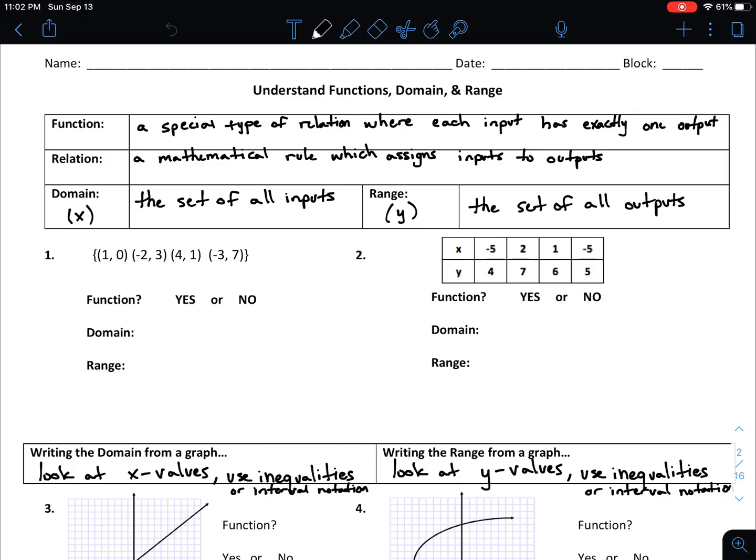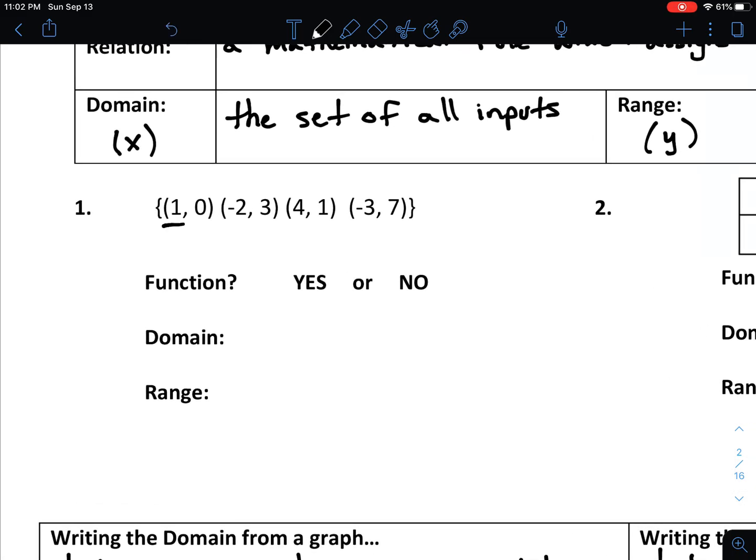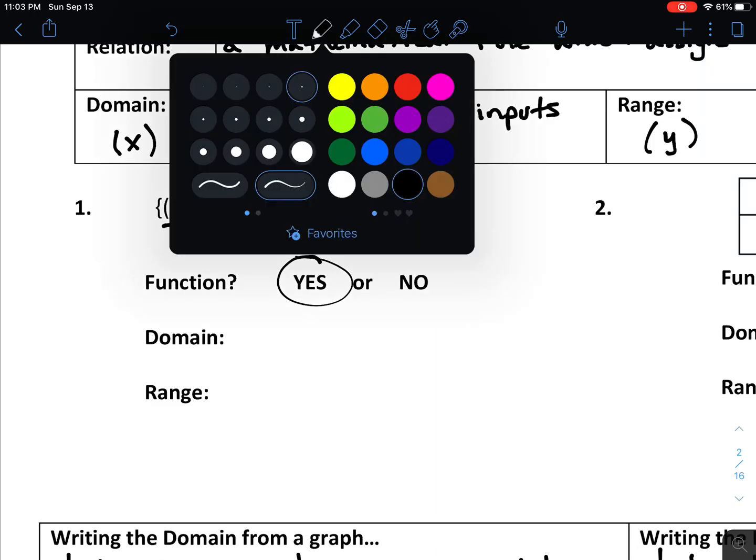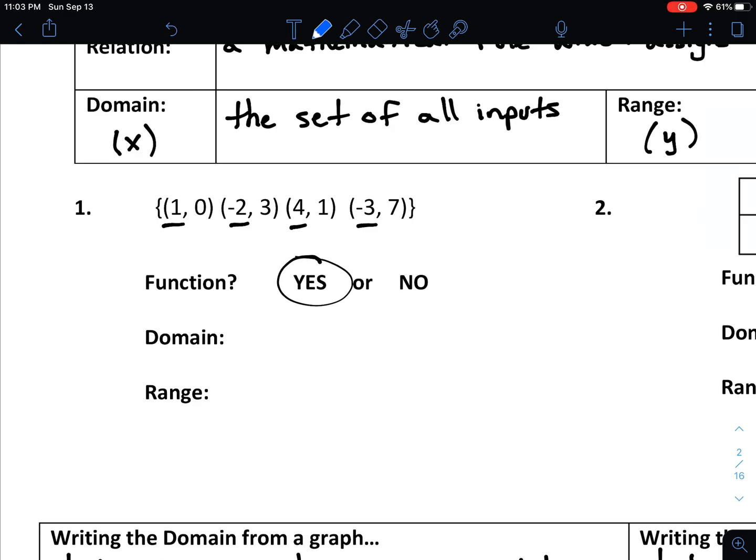So looking at our X values on number 1, we've got the number 1, negative 2, 4, and negative 3. None of those X values repeat, so we aren't going to have any problems. Yes, this is definitely a function. For the domain, that's going to be the set of all of our inputs, or the set of all of our X values. So looking at our X values, we've got 4 of them, 1, negative 2, 4, and negative 3. When we list those, we're going to list those in order from least to greatest. So least would be negative 3, then negative 2, 1, and then lastly 4.